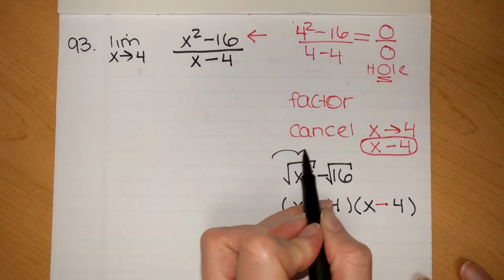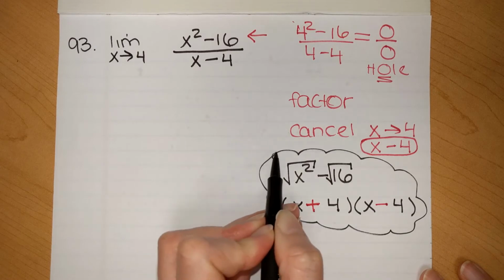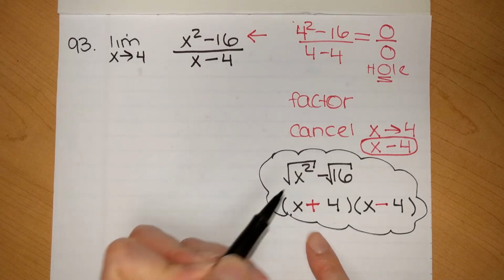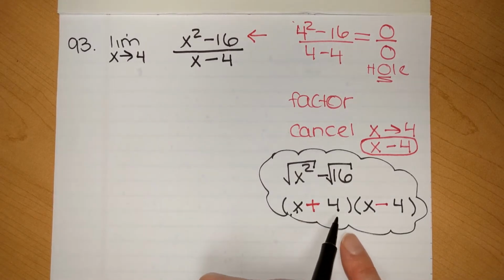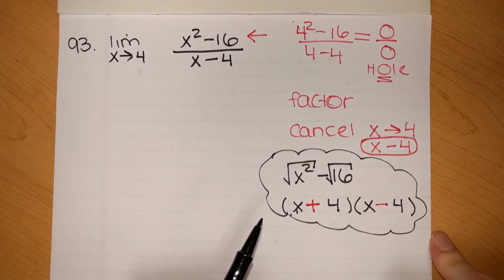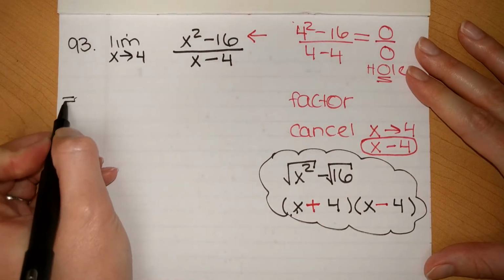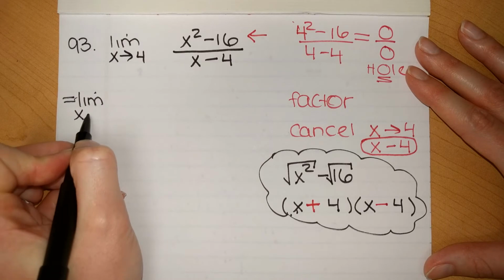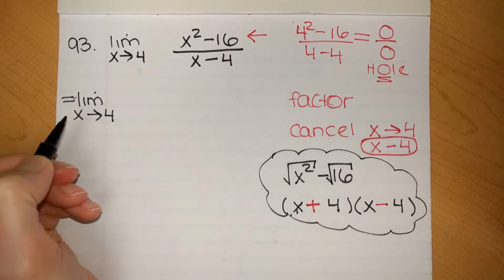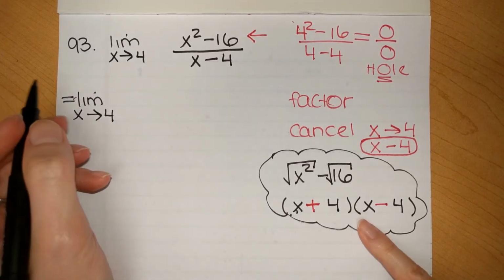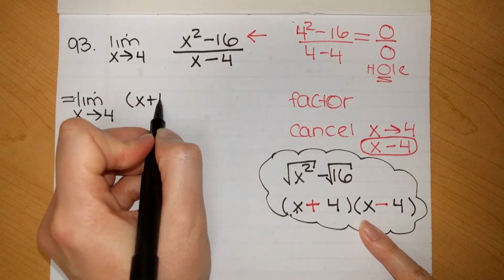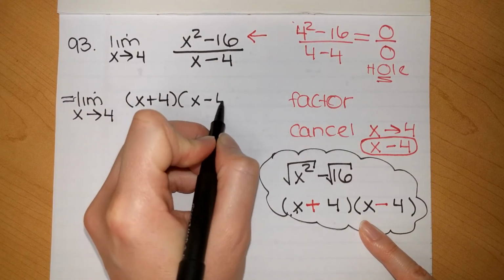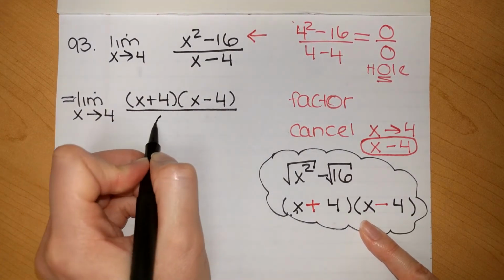So our factorization for x squared minus 16 will become, taking the square root of x squared, we get x, take the square root of 16, we get 4, and x plus 4 times x minus 4. All right, so plugging that in, we still have the x, so we still have the limit notation. So we will have x plus 4 times x minus 4 over x minus 4.